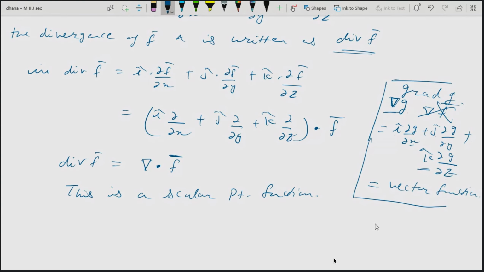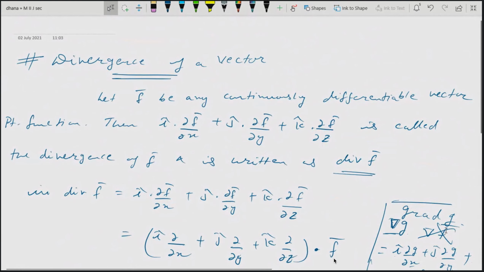Divergence of F bar means del dot F bar. Here this operator itself is in terms of a vector and F bar is a vector. When you take the dot product between them, the result is a scalar point function. So that's why I said in the starting itself, these words are very important. Gradient of scalar function gives you a vector result. But you can't say divergence of a scalar function. That is wrong here. Divergence means this del dot. This del dot represents divergence of a vector function, and the result is a scalar point function.